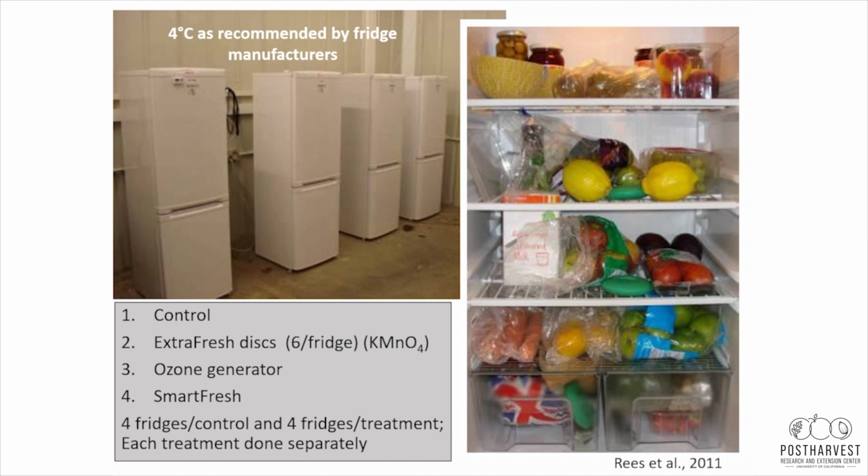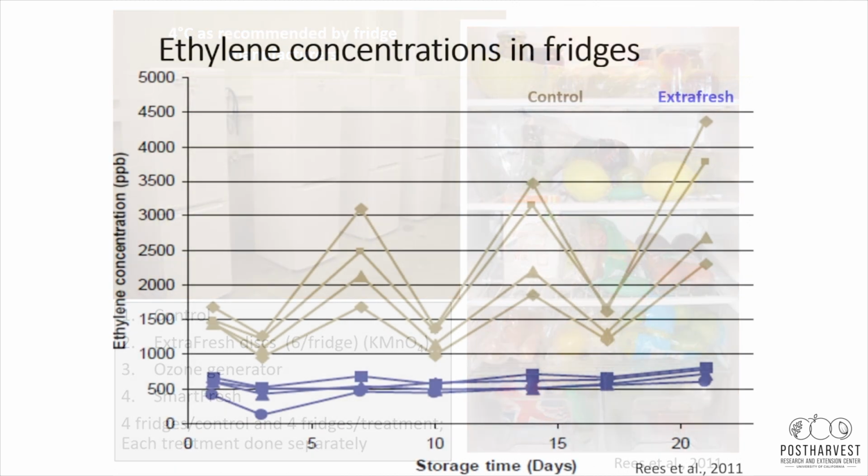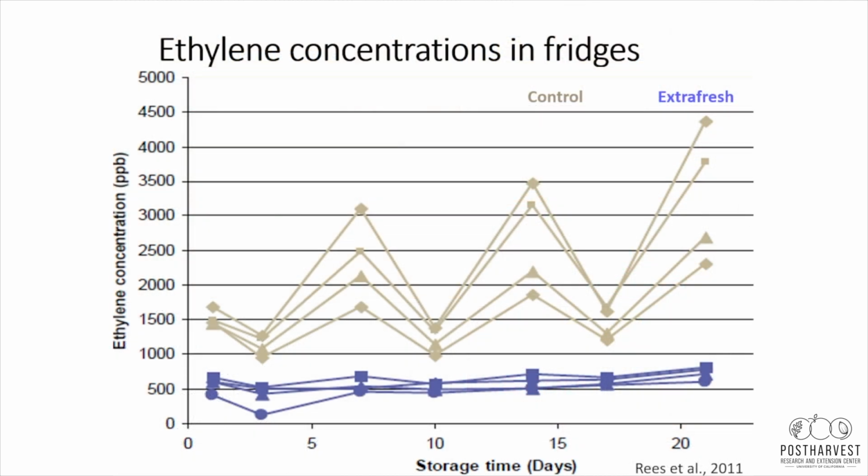Another experiment, I think it was done in the United Kingdom, they used household refrigerators, and they had 4 fridges per treatment and 4 fridges for control. They used extra fresh discs, 6, which is quite a high number. You see them here placed all over the place, and it's potassium permanganate, an ozone generator per fridge, and smart fresh. And you will see here now the ethylene concentrations in these fridges over time.